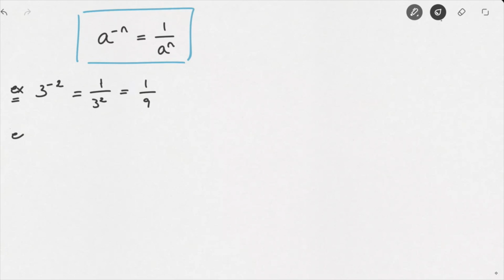Or we may be asked to simplify the following, 2 times x to the power of 3 over x to the power of 5. Well, using the laws of exponents we already know, we can say that this equals 2 times x to the power of 3 minus 5. And this in turn leads us to 2 times x to the power of negative 2. Now, using the law for negative exponents, we can say that this equals 2 over x to the power of 2.